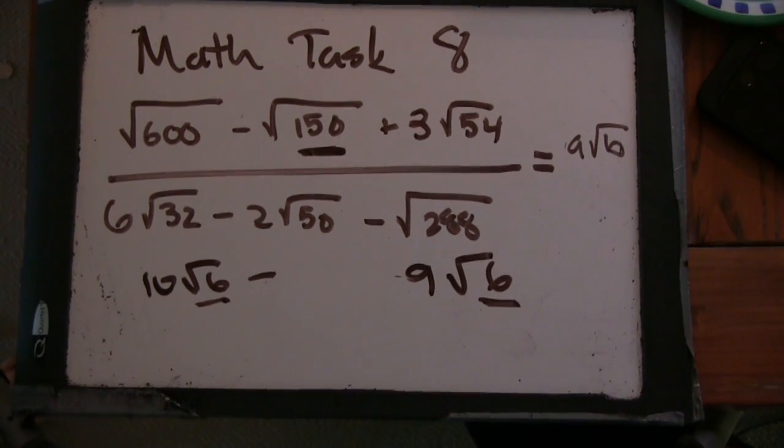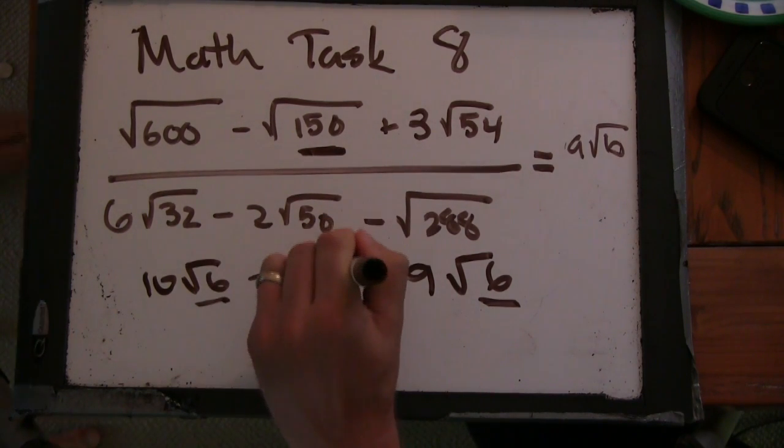Well, this is 6 times 50. Square root of 6 times 50. No, 6 times 50 is 300. 6 times 25. Ah, 6 times 25. So that would be 5 times the square root of 6.